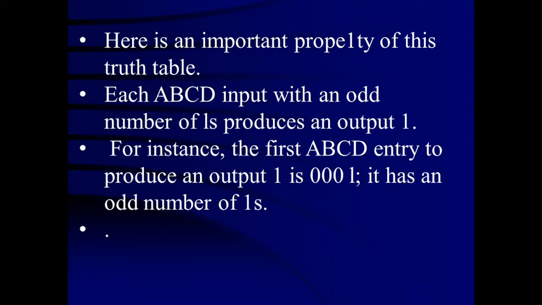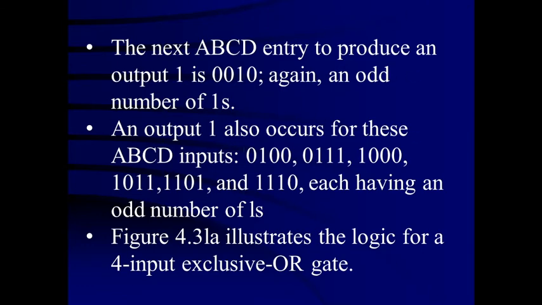Here is an important property of this truth table. Each ABCD input with an odd number of ones produce an output 1 or high. For instance, the first ABCD entry to produce an output 1 is 0001. It has odd number of ones. The next ABCD entry to produce an output 1 is 0010. Again, an odd number of ones which will produce the output of exclusive OR gate high.